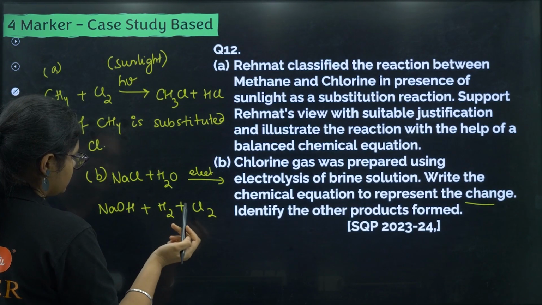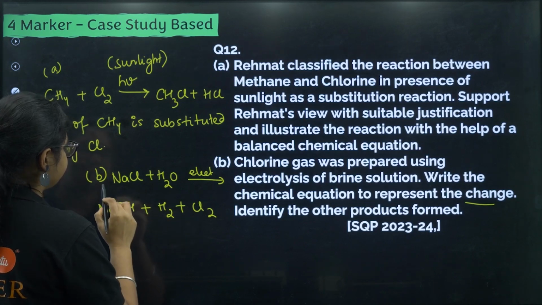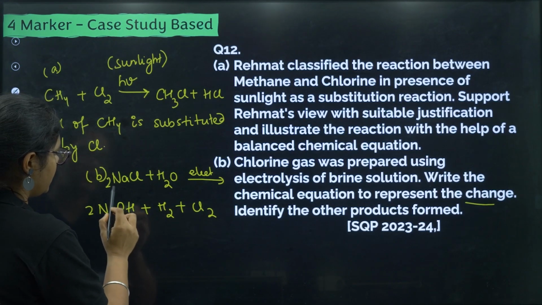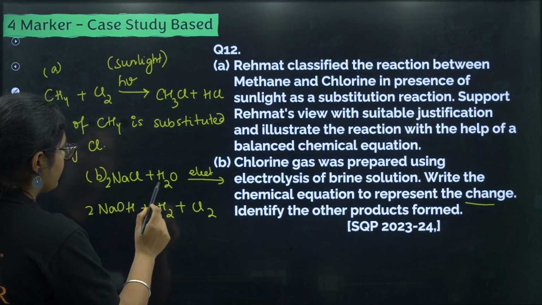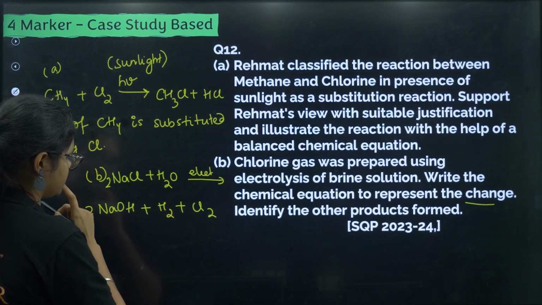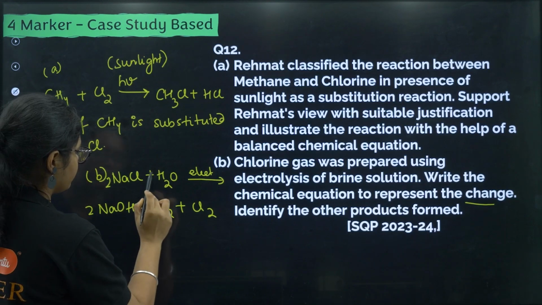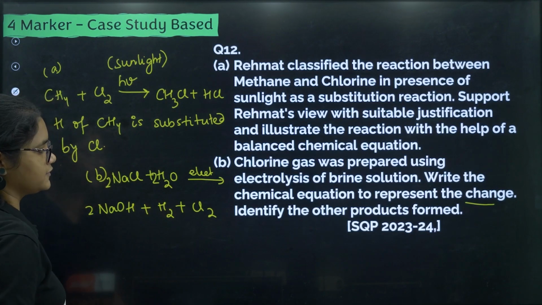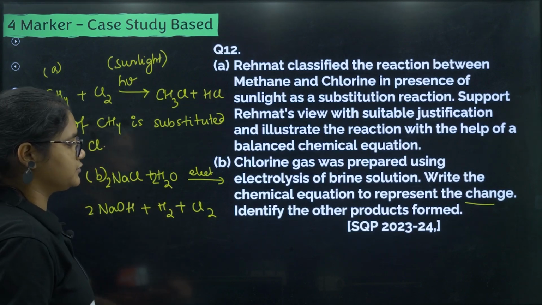We need to balance it. 2 NaCl, 2 NaOH, 2 Na, 2 Na, 2 chlorine, 2 chlorine. Then I have 2 hydrogen and 2 oxygen. I have 4 hydrogen, so I'll make it 2 H2O. So I have 4 hydrogen here, 4 hydrogen there, 2 oxygen, 2 oxygen. So this is the balanced reaction.